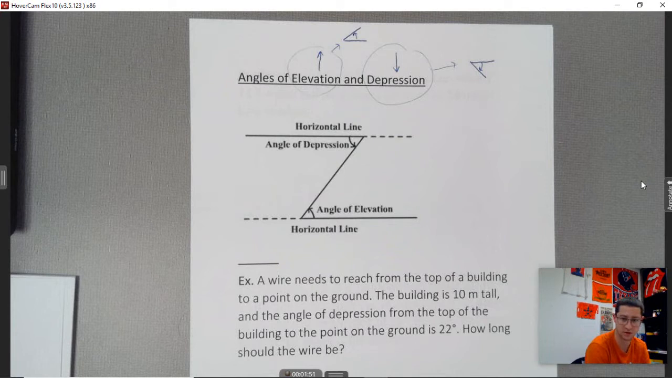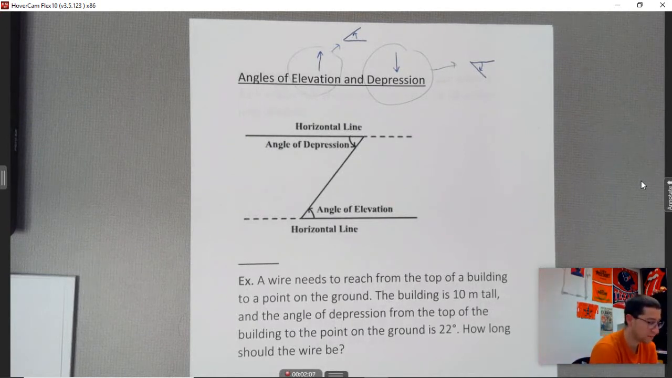I really hope I said that correct. Let's just double check and say it again. Angle of elevation, horizontal going up. Angle of depression, horizontal, and then going down. Okay? So, kind of panicked that I didn't say the right one. Hopefully I did. All right?